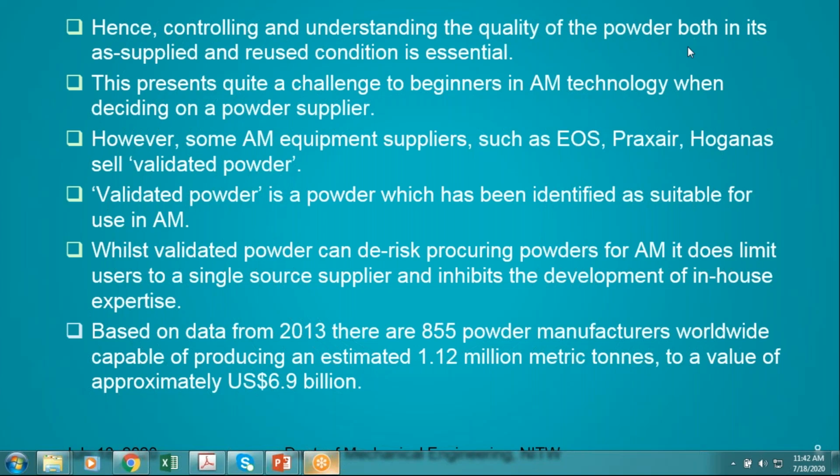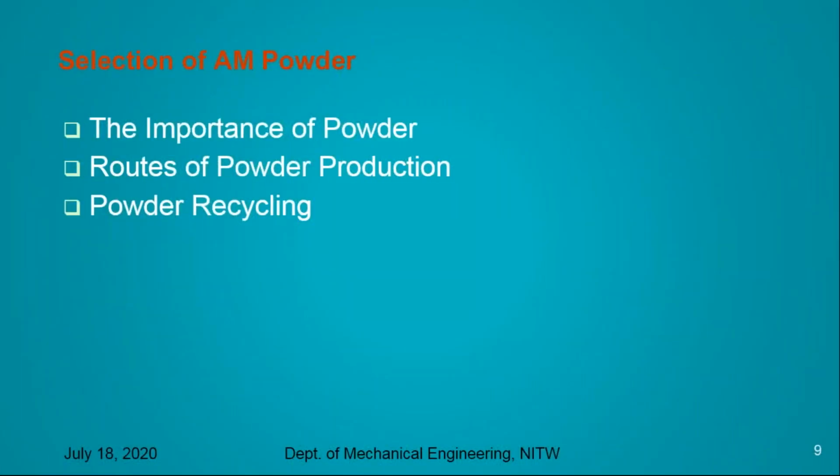And based on the data from 2013, there are around 855 powder manufacturers worldwide capable of producing an estimated 1.12 million metric tons per year, to a value of approximately 6.9 billion US dollars. This is what we use per year of powder for the additive manufacturing process. And there is potential growth in additive manufacturing components, which is directly related to the increase in powder suppliers as well as powder production methods. We are still expecting many new manufacturers as well as new processes to come across.